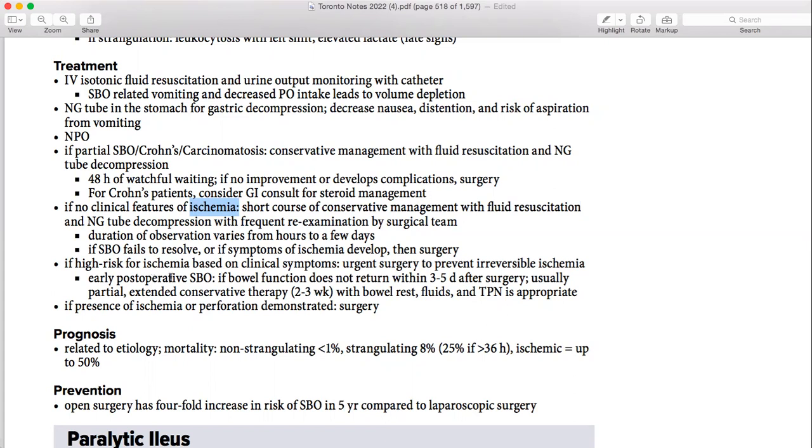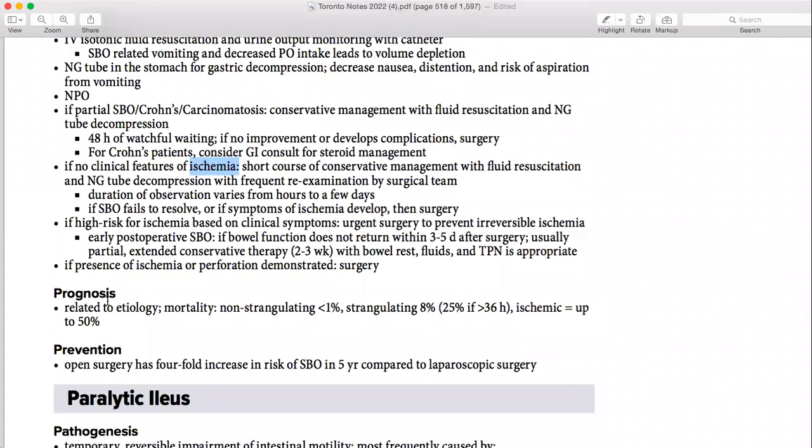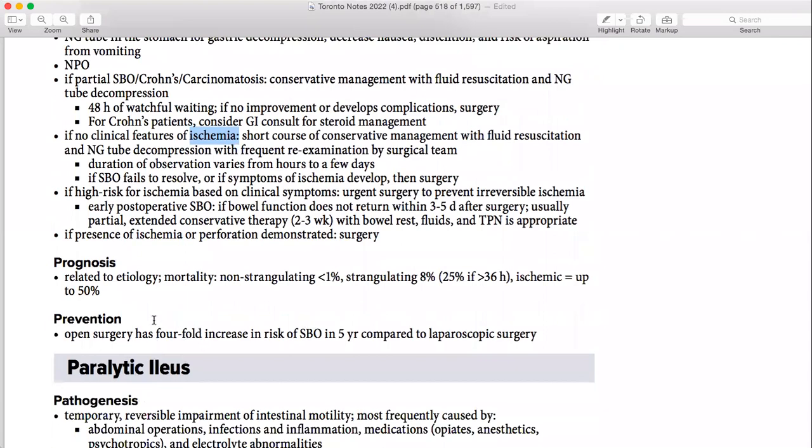If there is high risk of ischemia based on the clinical features, do urgent surgery to prevent irreversible ischemia. Now early post-operative SBO: if the bowel obstruction does not resolve within 3 to 5 days after surgery, what are you going to do? Extended conservative therapy, so you have to do the bowel rest. Bowel rest is basically doing NPO, and then fluids, and TPN is appropriate if necessary. If there is ischemia or perforation demonstrated, then surgery. Then comes the prognosis, then prevention.